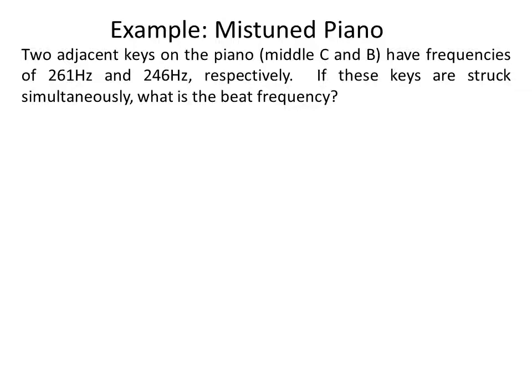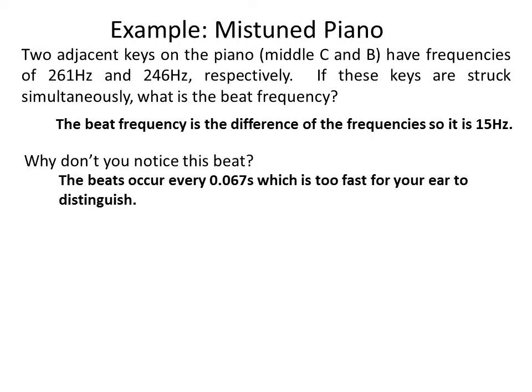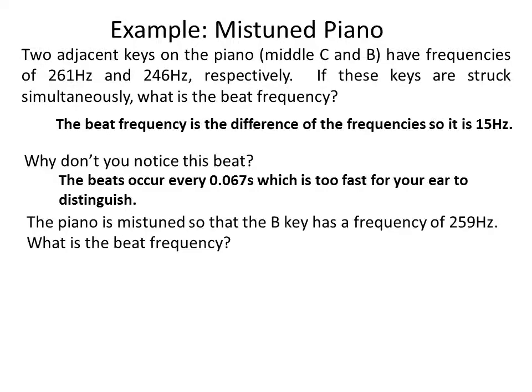Let's tune a piano. There are 2 adjacent keys on the piano, middle C and B. They have frequencies of 261 Hertz and 246 Hertz respectively, if the piano is properly tuned. If these keys are struck simultaneously, what is the beat frequency? Well, the beat frequency is the difference of these 2 frequencies, so it is 15 Hertz. Why don't you notice this beat? Well, the beats occur every 0.067 seconds, which is too fast for your ear to distinguish the beating pattern.